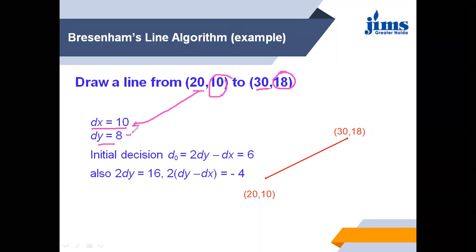So dy is 8. The initial decision parameter d0 is 2dy minus dx, so this equals 6. And 2 delta y, as the value of dy is 8, so 2 multiplied by 8 is 16. And when we find the value of 2 delta y minus 2 delta x, this is minus 4.